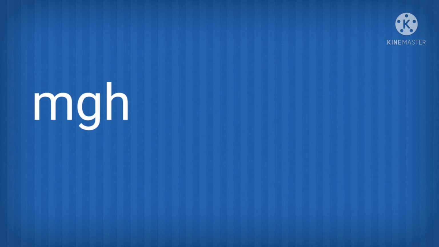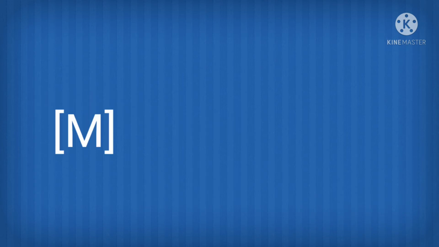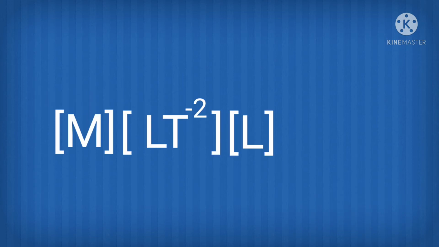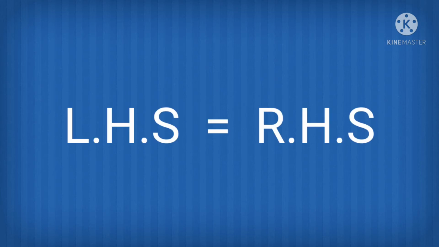Now the right hand side, that is mgh, equals: the dimensional formula for mass is M, the dimensional formula for acceleration due to gravity g is LT power minus 2, and the dimensional formula for the height h is L. So when you multiply this or take L's together, you can write M into L square T power minus 2. Now both the left hand side and right hand side are equal, hence the equation is dimensionally correct.